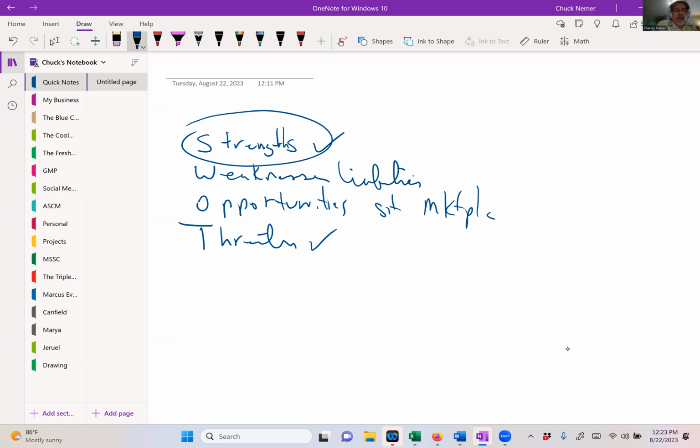Same thing with threats, we just can't ignore that. We've seen many organizations here in the US, Sears, Kmart, Bed Bath & Beyond, that have been threatened by things and they didn't react. So along with the VRIN test, this is another tool we use to understand what we're good at, what we're kind of wobbly at, and what's going on out in the marketplace in terms of what we can build upon with the opportunities, as well as the threats.